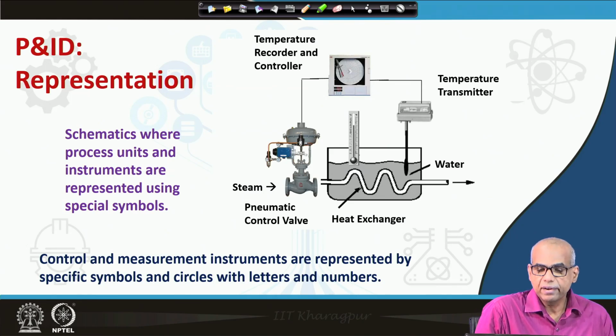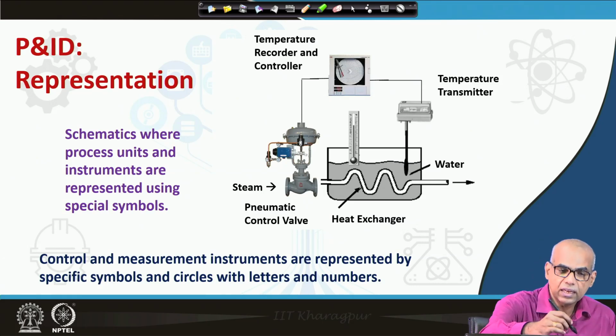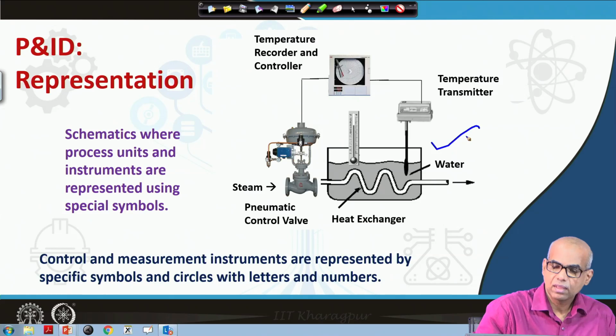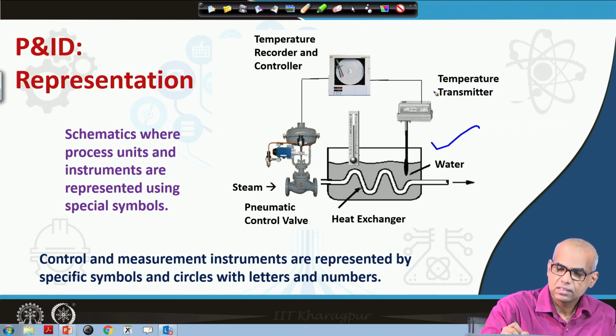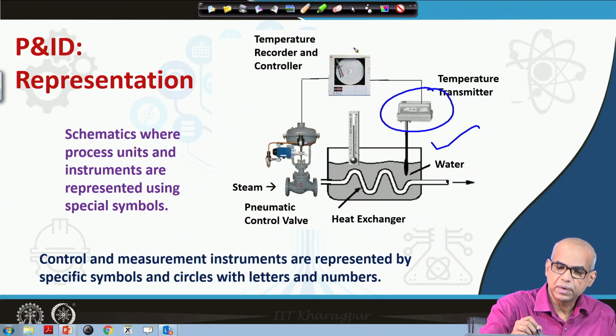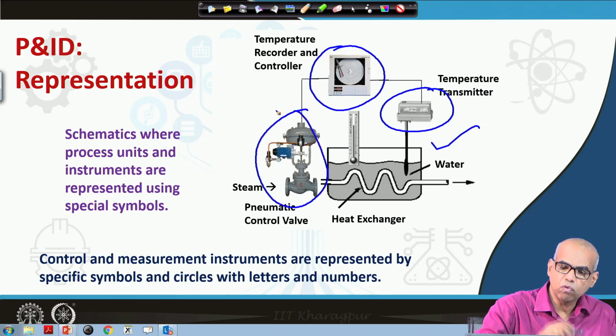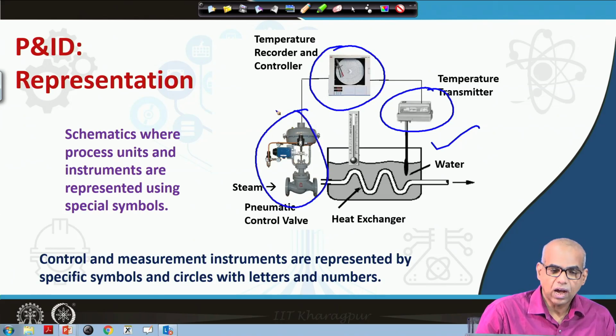Again, you can quickly identify that the schematic that you see is about control of temperature of the water taken in this reactor or beaker, whatever you call it. So, the elements in the control system such as temperature transmitter, temperature recorder and control, and the pneumatic control valve, which is the final control element, are all shown using special symbols.